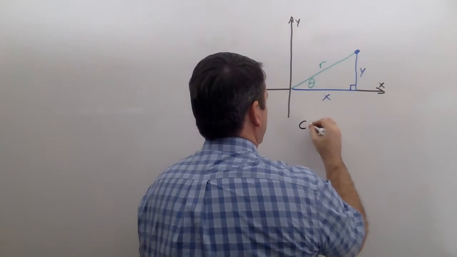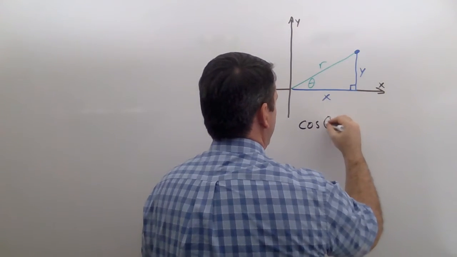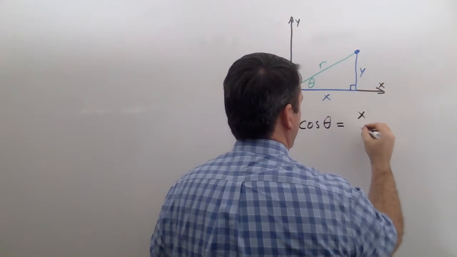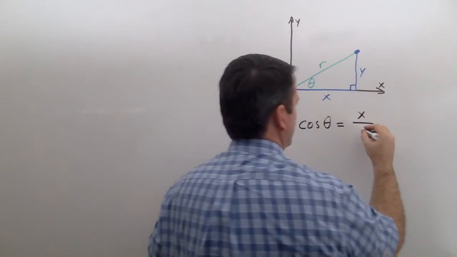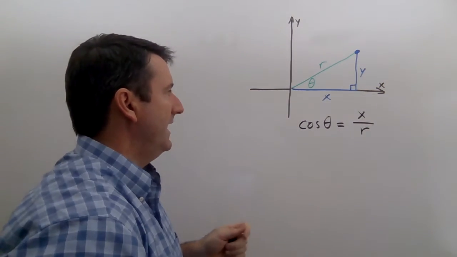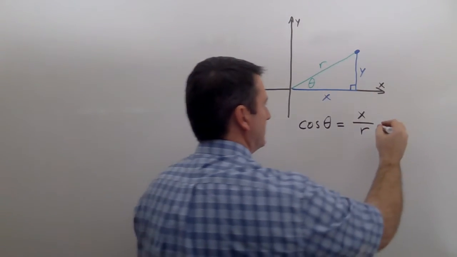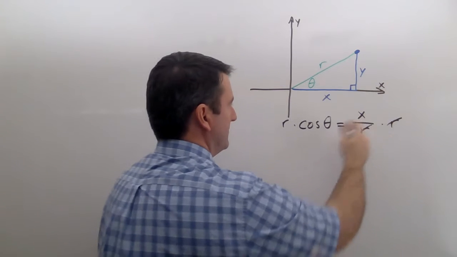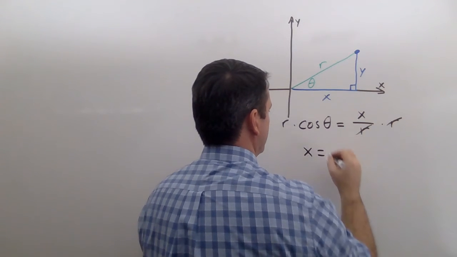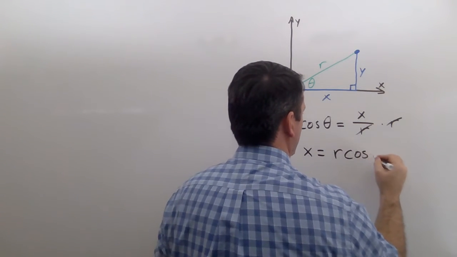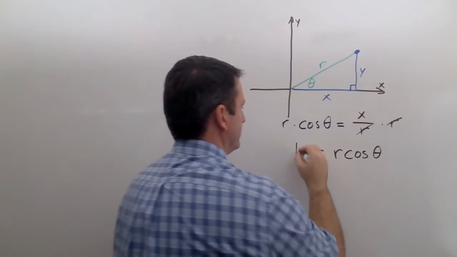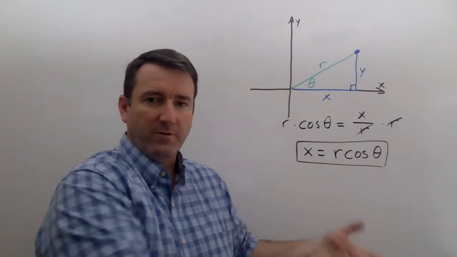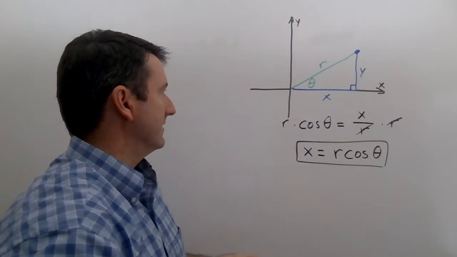So the cosine of this angle theta is going to be equal to the adjacent side, which is x, over the hypotenuse, which is r. And now if we solve for x by multiplying both sides by r, then those r's will cancel and we get that x is equal to r times the cosine of theta. So that's going to be one of the equations that we use to convert from polar coordinates to rectangular coordinates.